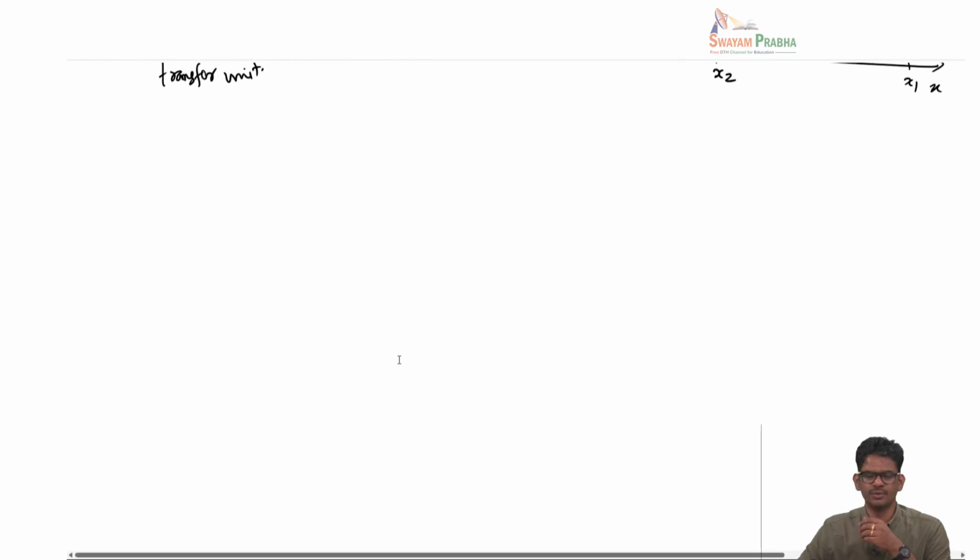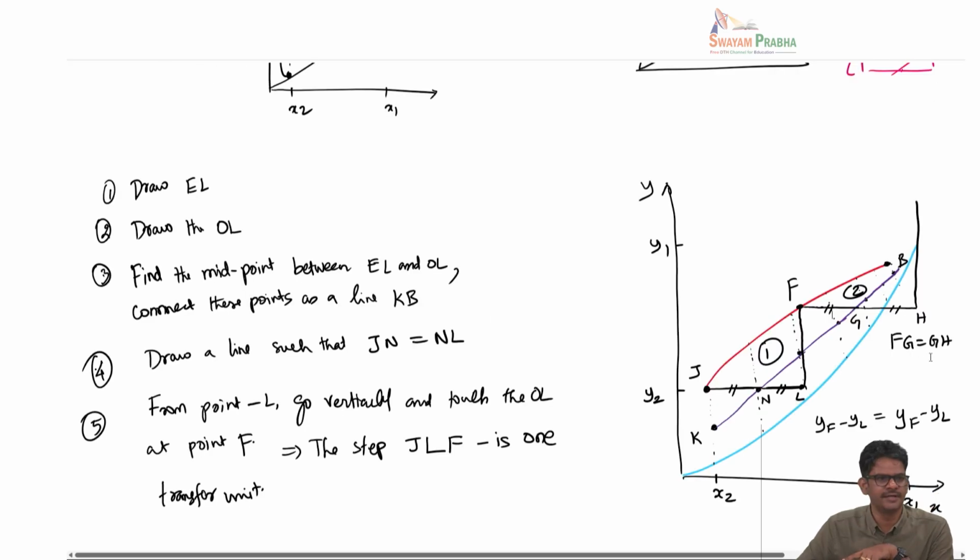Now suppose you want to do this for a stripping operation, it need not touch the equilibrium line. So what we are saying here is the step I have drawn J, L and F. In this particular step, if you look at the operating line going from J to F, the composition change is YF minus YL, because YJ and YL are the same, as they are on the same horizontal line. So the actual composition change in one step is YF minus YL.